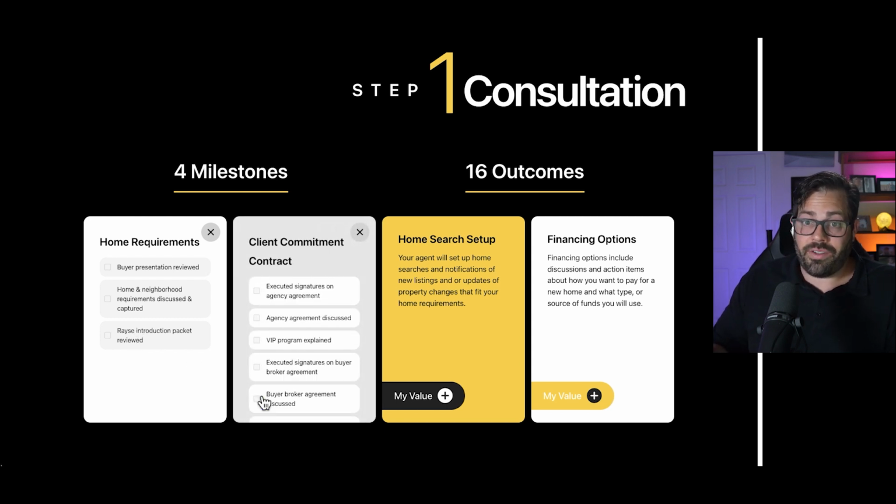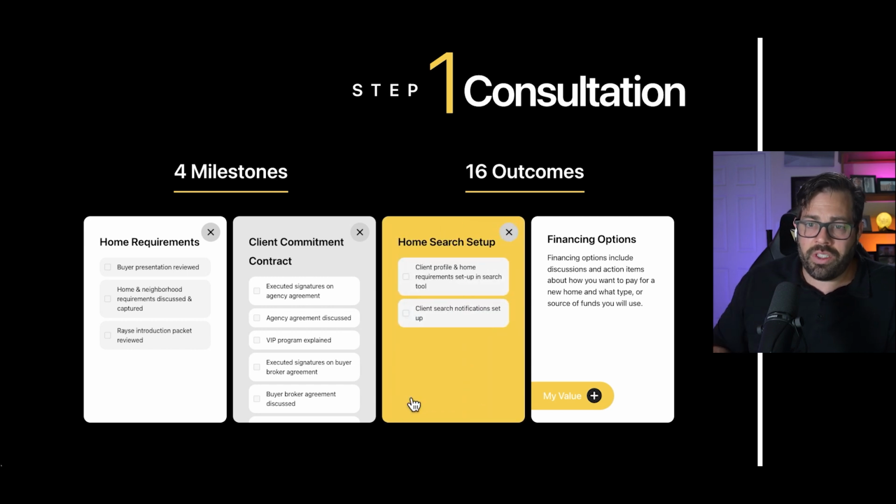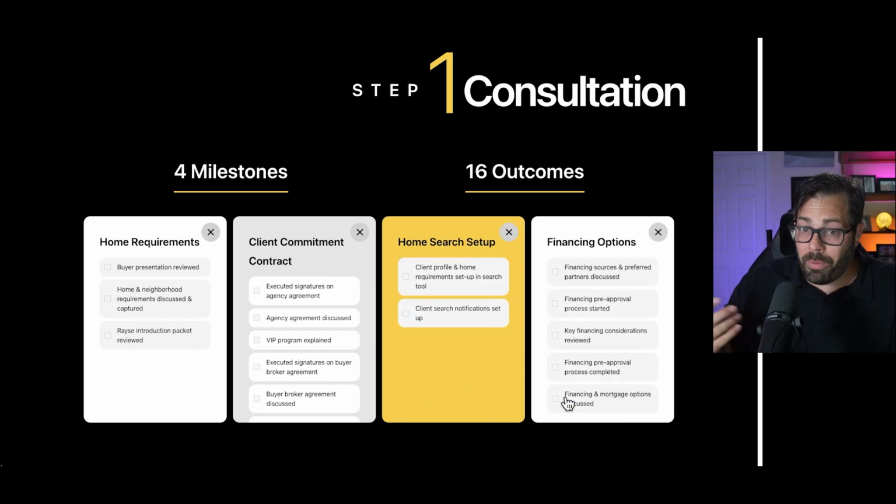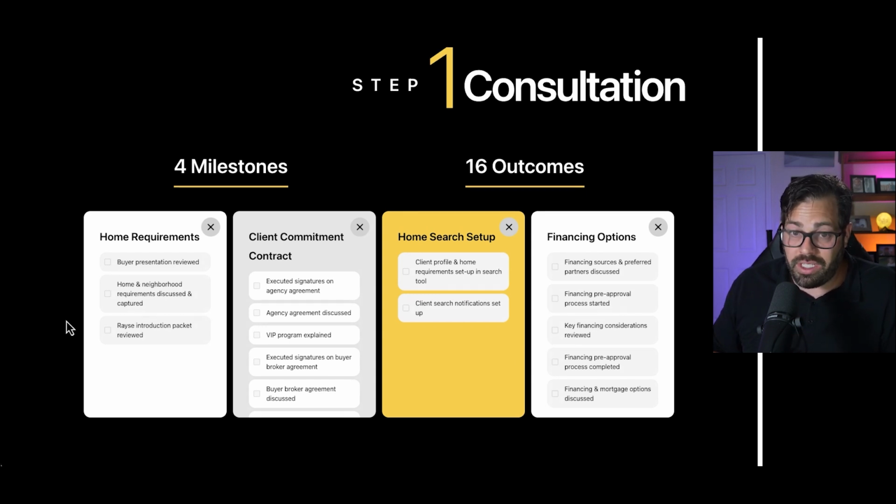Then we have to get the client commitment contract signed. Those are the rules. We got to do that now. And then we're going to set up your home search, and we're going to talk about financing as well. That's important. How much home can you afford? So we're going to do all of these things, and that's just the first meeting that we're going to have. This is our consultation process.